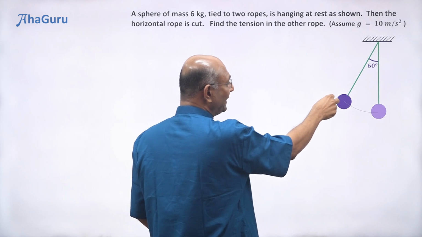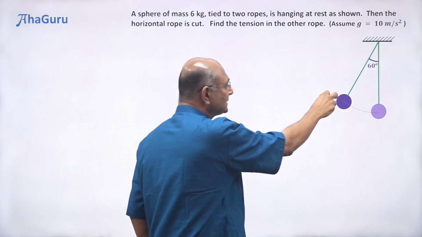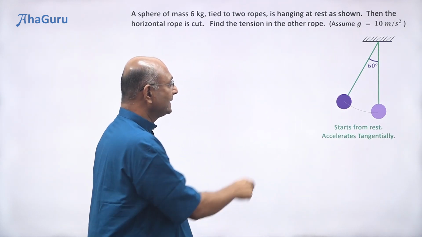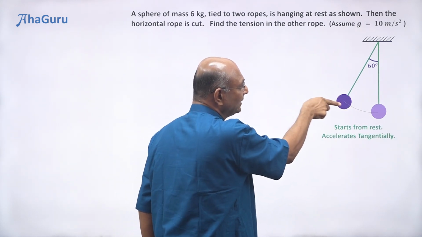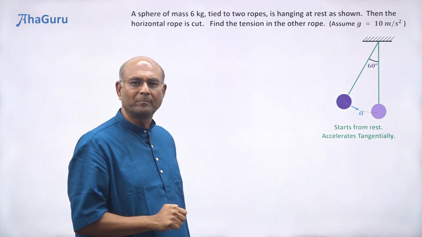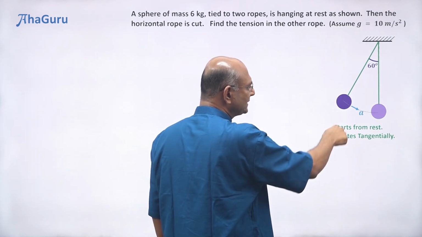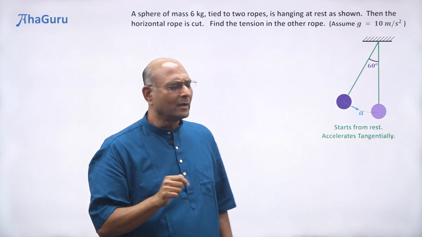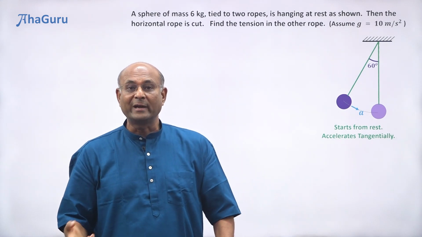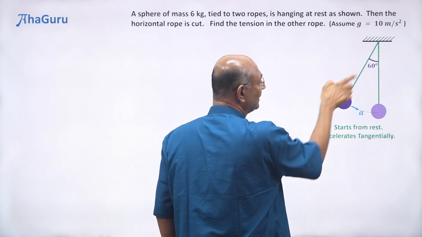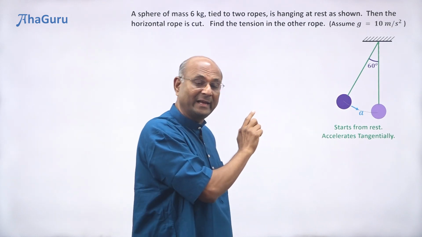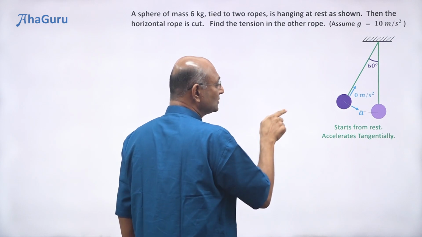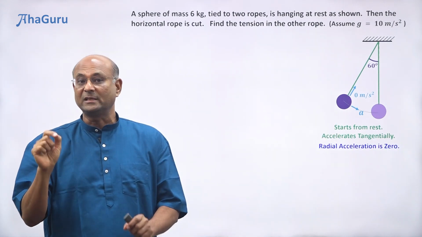We know that when we cut the horizontal rope, this sphere starts from rest and moves along this circular arc. It starts from rest and moves in this direction, so it accelerates tangentially. Now, if I look at the vertical direction, this acceleration will have a component, right? Horizontal direction, it will have a component. In what direction will it not have a component? In the radial direction. Perpendicular to the tangent is the radial direction. So, in this direction, the acceleration component will be 0. So, the radial acceleration will be 0.